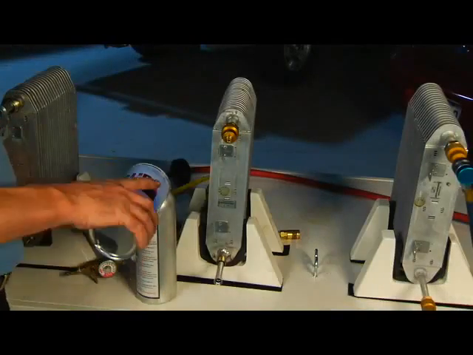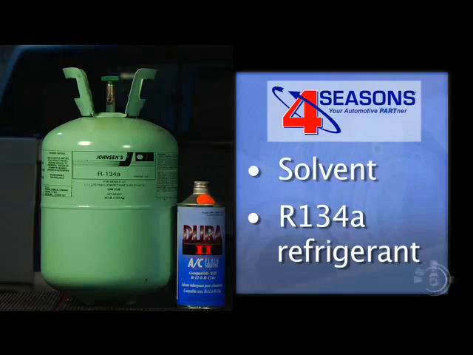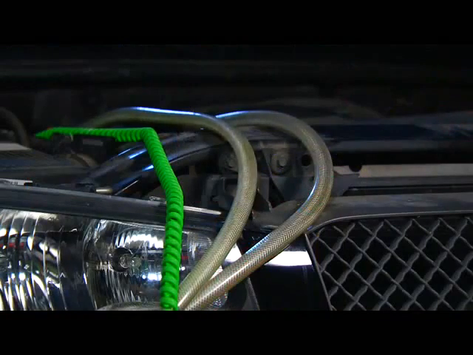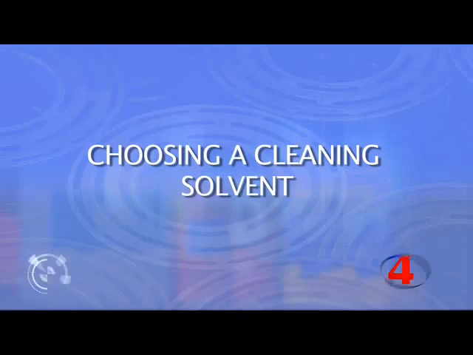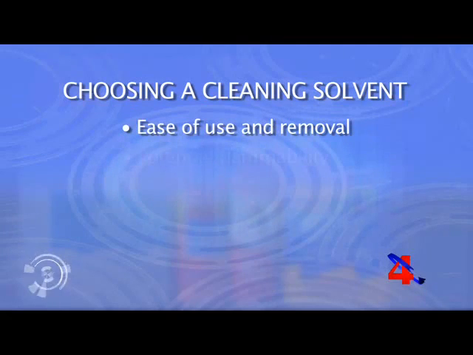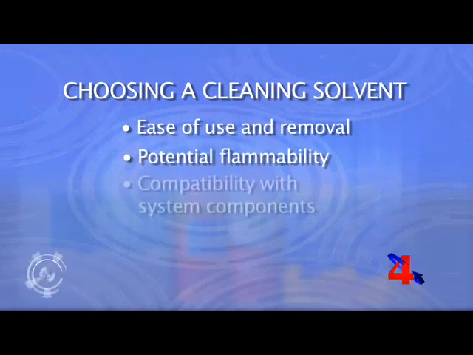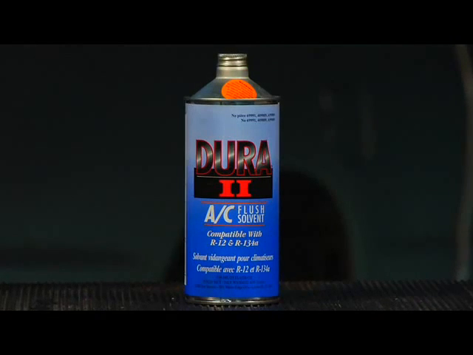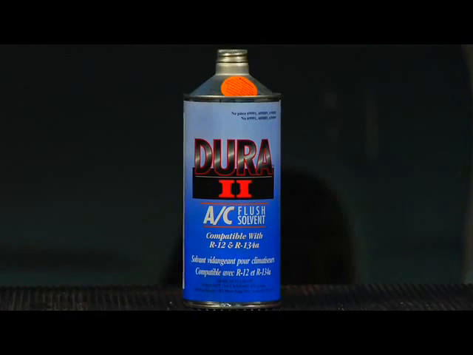There are several methods for properly cleaning a system, whether using a solvent or liquid R134A refrigerant. This video focuses on two methods of flushing with solvent. Remember, when using a cleaning solvent, you should choose one that has been designed for automotive AC systems. Some things to consider when choosing a solvent are ease of use and removal, potential flammability, compatibility with system components, and the boiling point of the solvent. We recommend Dura 2 solvent as it meets all of our requirements.